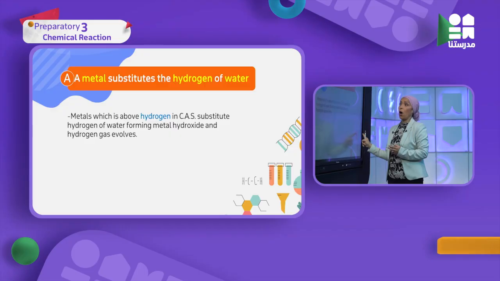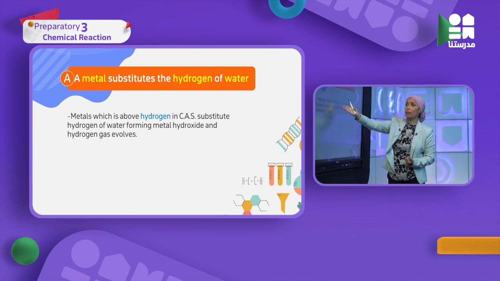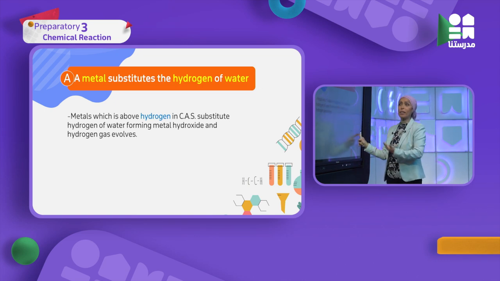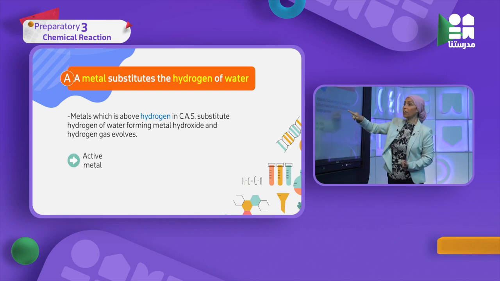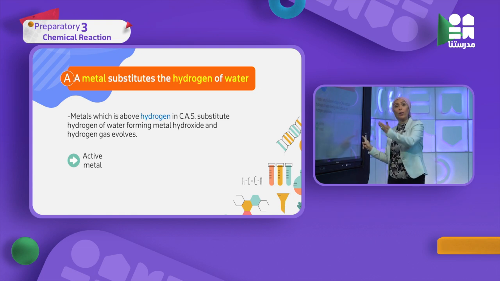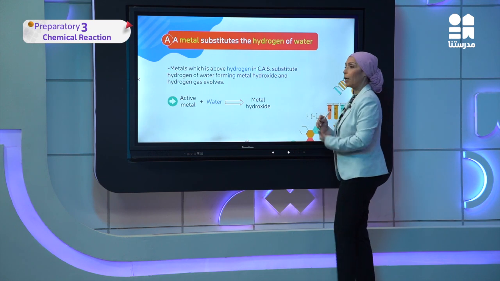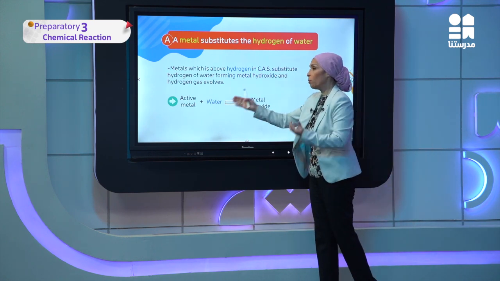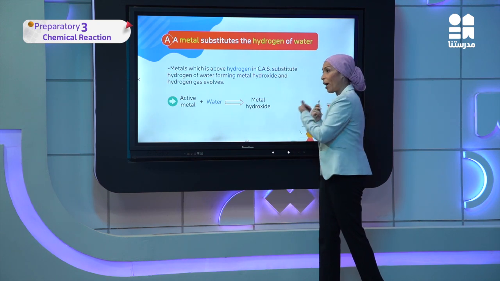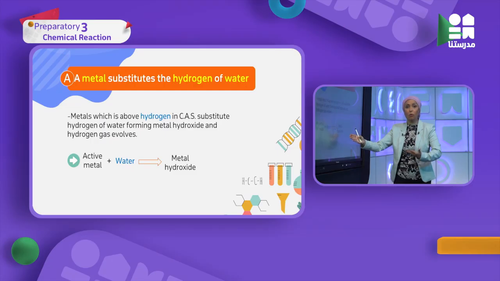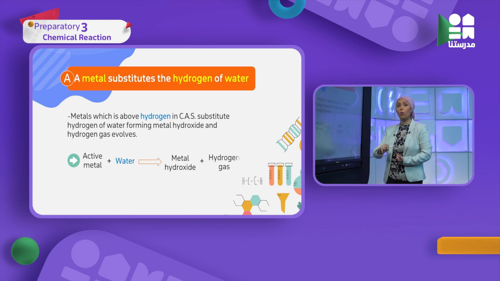The first one: the metal will substitute hydrogen in the water. According to what I said before, a metal above hydrogen in the CES will substitute it, forming metal hydroxide. What does that mean? It takes from the water, makes metal hydroxide, and kicks the hydrogen out, giving me hydrogen gas evolved. So any active metal with water gives me metal hydroxide. Where did this word come from? From the water, because remember the formula of water, H2O. We will see it now.